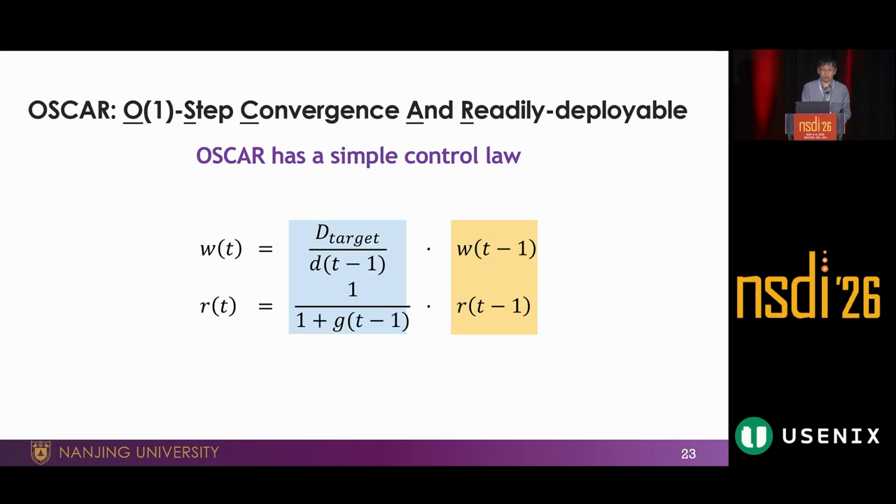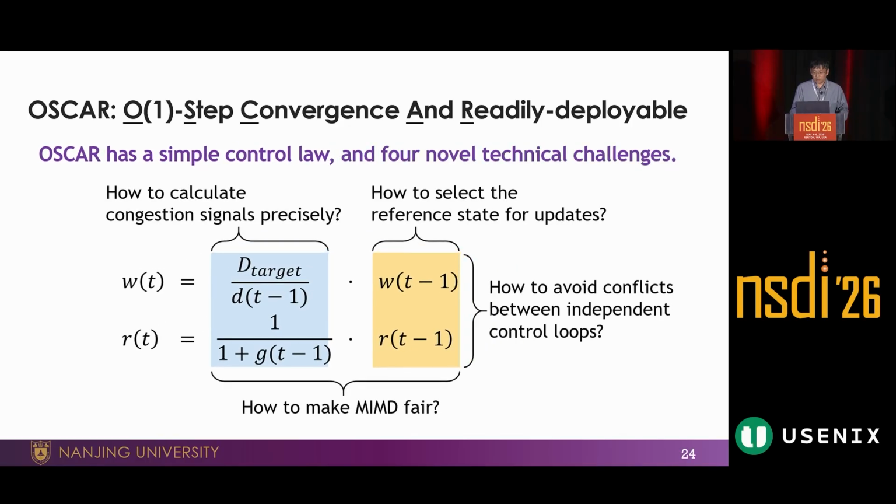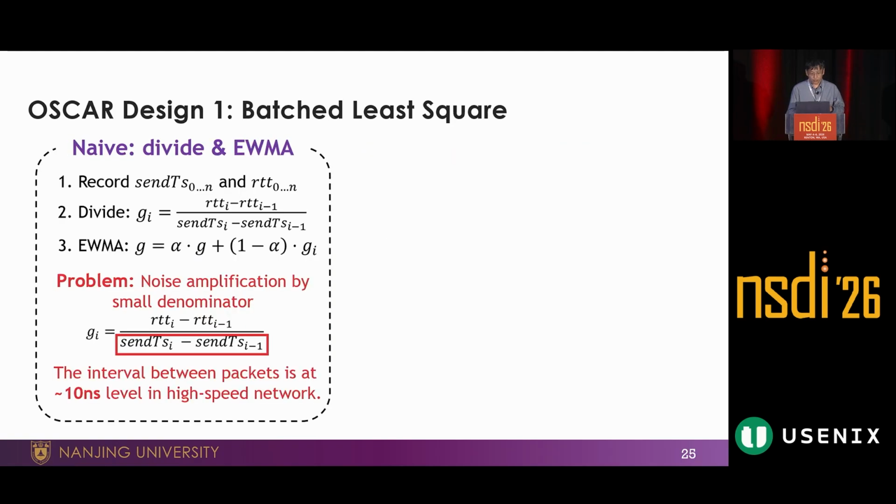So finally, we come to our OSCA. It's a one-step convergence and readily deployable congestion control. It has a very simple control law, as we can see. And we have four challenges to solve. To actually realize this control law, let me walk through these four challenges from the left one. First: how to measure the delay and delay gradient accurately?